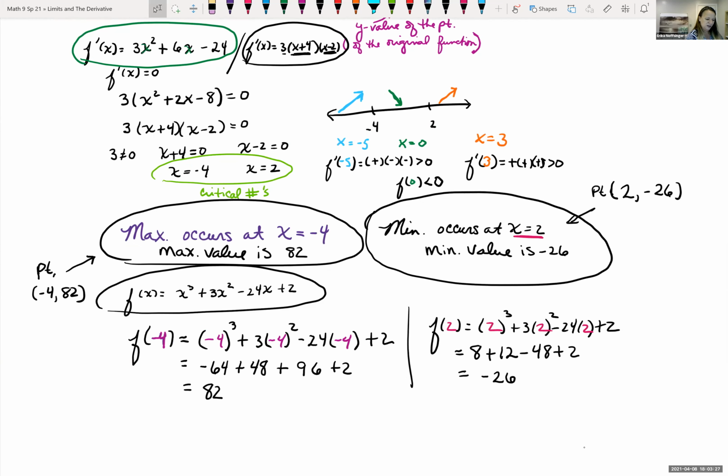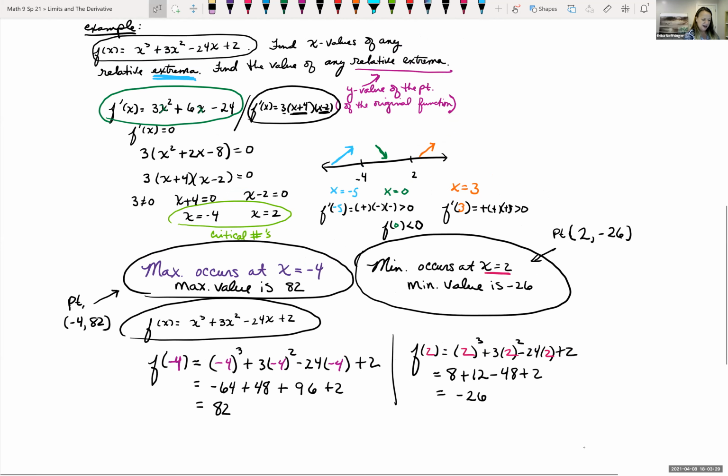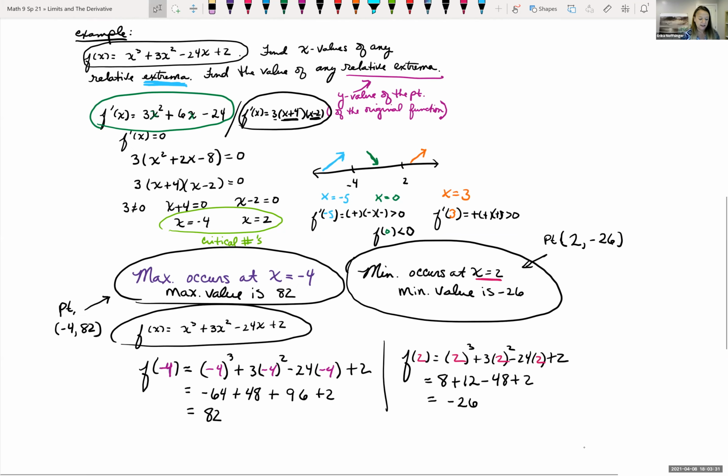So it's very similar to what we were just doing with finding where a function is increasing and decreasing. We're just now tacking on what's happening at that critical value. Is that going to be a max or a min? It's possible that it's neither. But we can tell if it's a max or a min if it's defined and our function is changing direction from increasing to decreasing or decreasing to increasing.